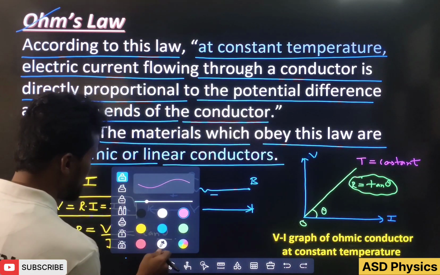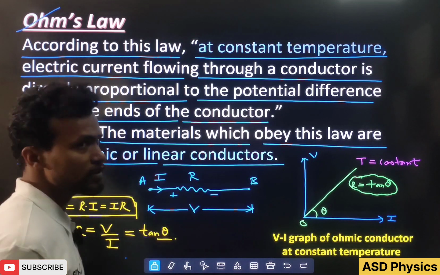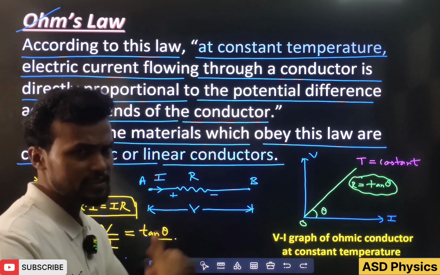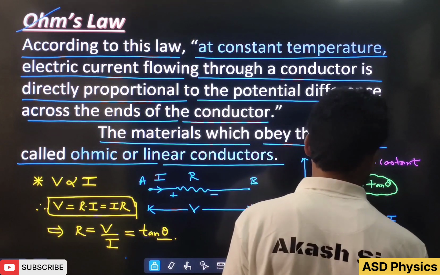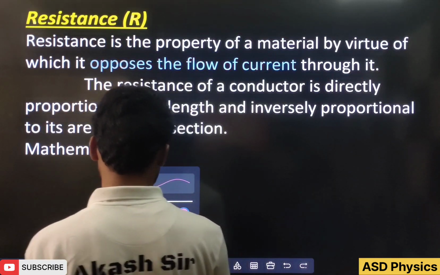After that, if we talk about the SI unit and all that, we will see it later, no problem. But I hope these things are very clear about Ohm's law, and at constant temperature all the things should be done. And the graph is the VI graph of an ohmic conductor at a constant temperature. Is it great? Now after that, students, we are seeing the resistance.